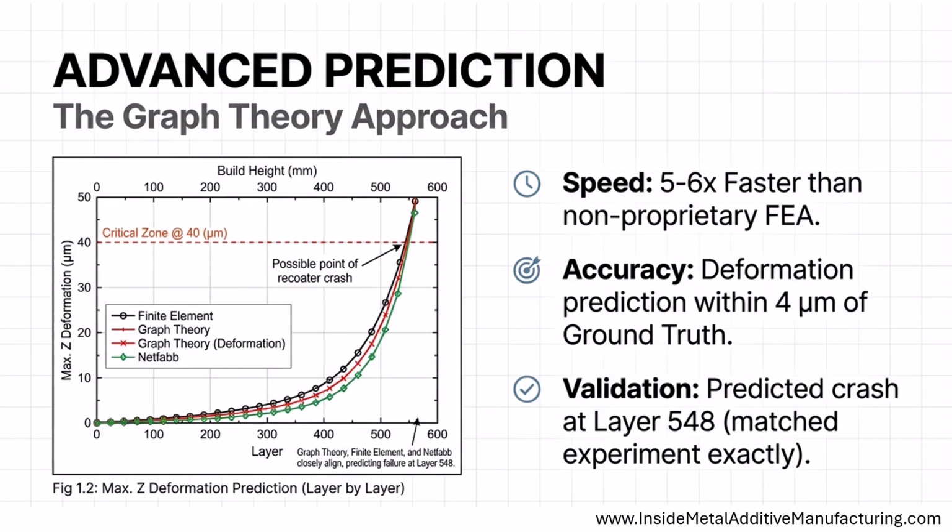That solution is the graph theory approach. This method is 5 to 6 times faster than non-proprietary FEA, while remaining accurate to within 4 microns of ground truth. In our validation tests, graph theory predicted a crash at exactly layer 548, matching our experimental results perfectly.